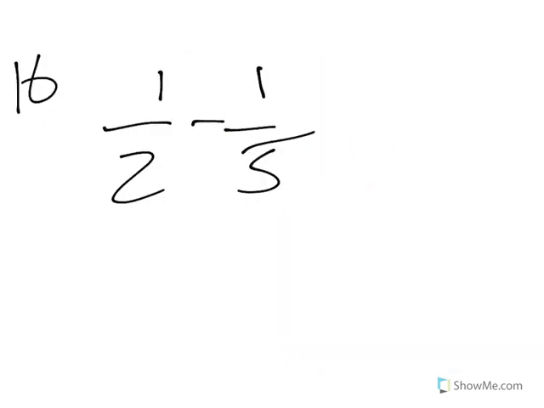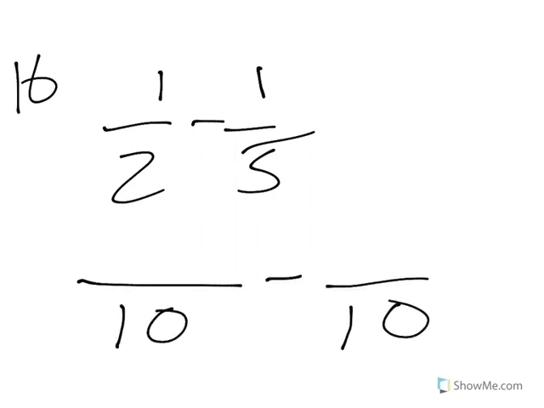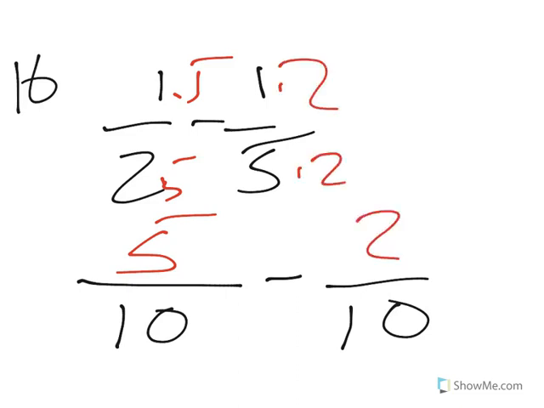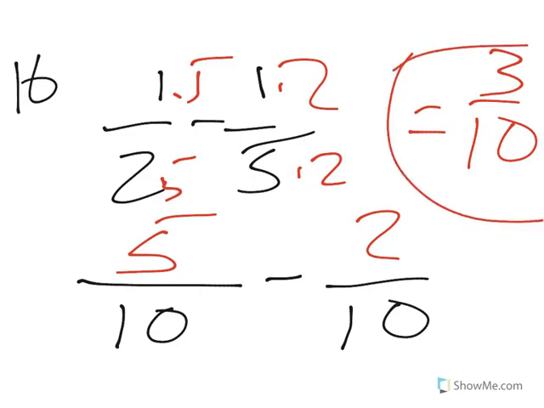Again, I got unlike fractions. I got to find a common denominator. I know my least common one is going to be 10. Now I got to find equivalent fractions. So 2 times 5 is 10. 1 times 5 is 5. So 1/2 is equivalent to 5/10. 5 times 2 is 10. 1 times 2 is 2. Now I'm subtracting. I got the same denominator of 10. 5 minus 2 is 3. It's already in simplest form, so my answer is 3/10.